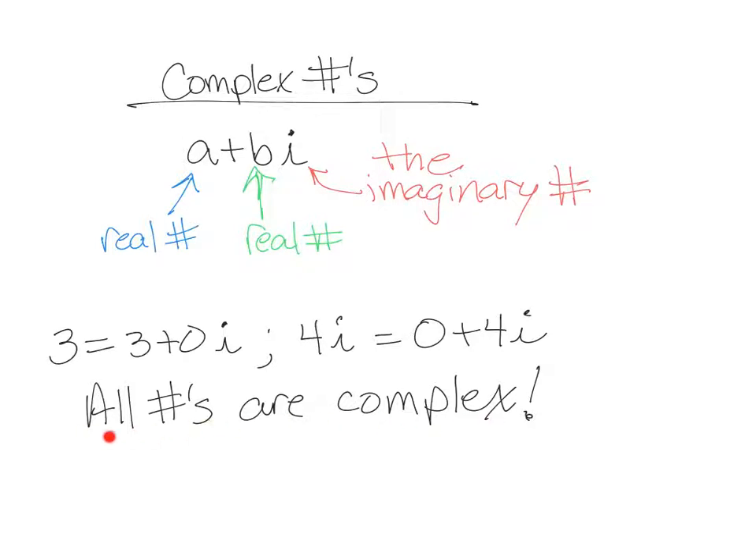All numbers are complex. 3 is a real number, right? But that's just 3 plus no i's. 4i is completely imaginary, right? But that just means that the real part was 0 and you have 4 i's. Okay? So all numbers are complex, and I'm not going to require you to write all of your answers in perfect standard form. I don't think your textbook actually does either, and that's okay.